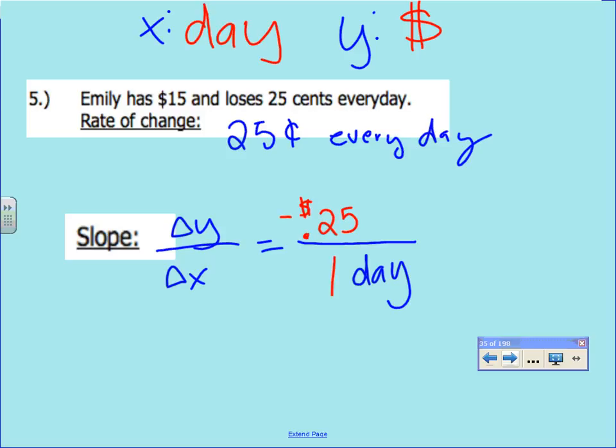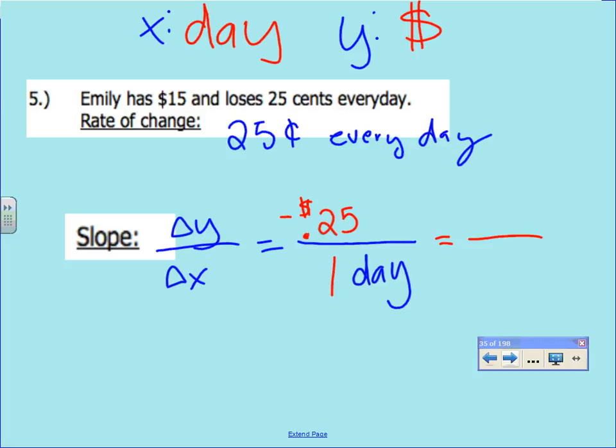Okay, so she lost 25 cents for every 1 day. So if you're losing it, it's negative. Brian V? We're getting to that, okay? Next thing, we need to convert 25 cents so it's a fraction. So let's convert it, Anna.